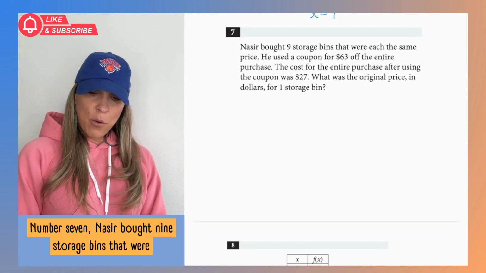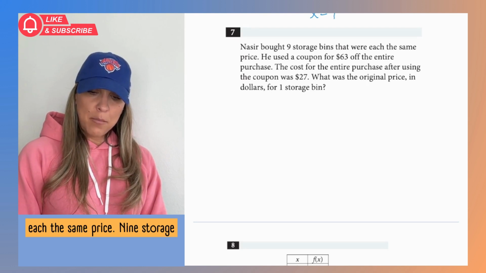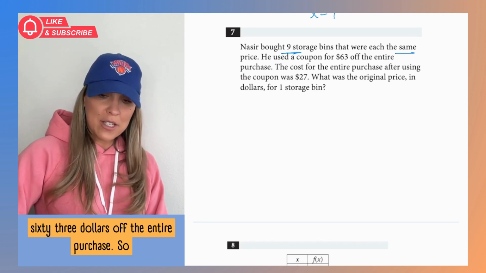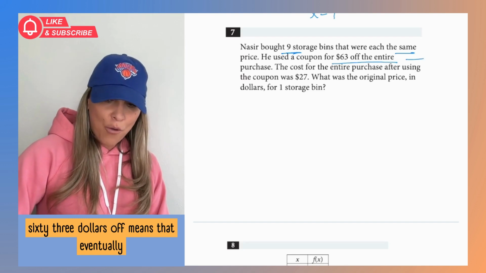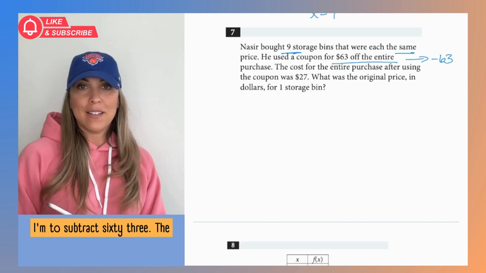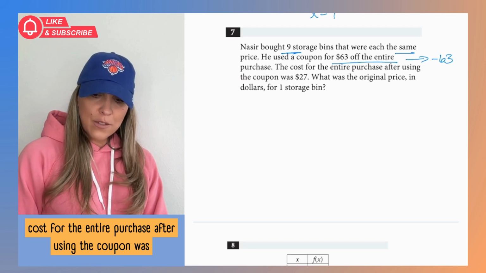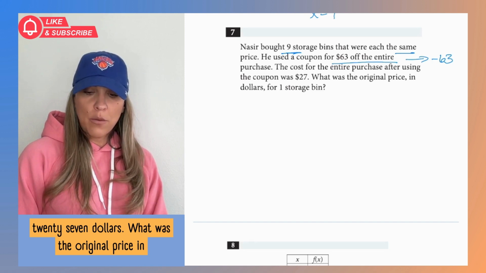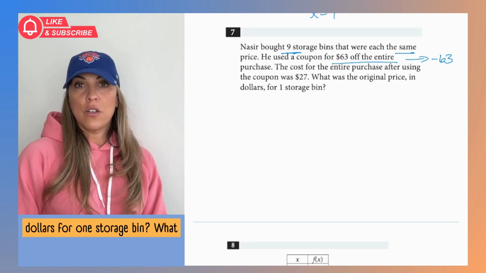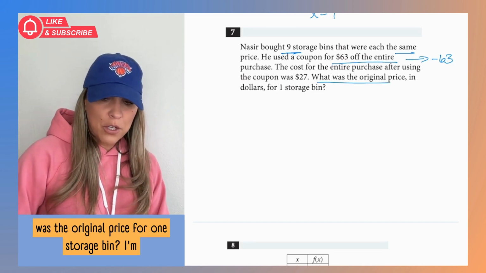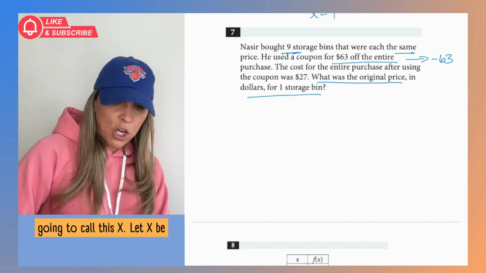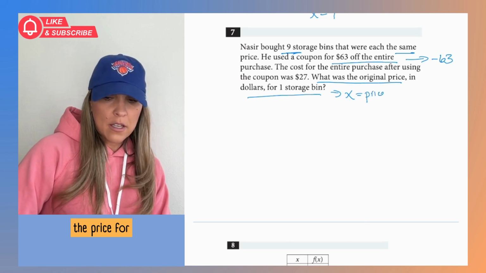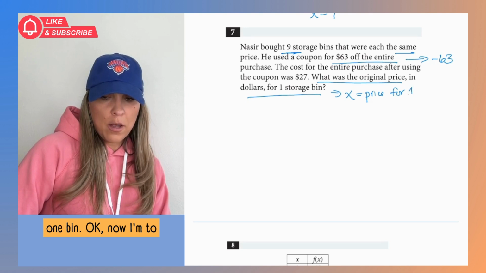Number 7, Nasir bought 9 storage bins that were each the same price. He used the coupon for $63 off the entire purchase. So $63 off means that eventually I'm going to subtract 63. The cost for the entire purchase after using the coupon was $27. What was the original price in dollars for one storage bin? I'm going to call this X. Let X be the price for one bin.